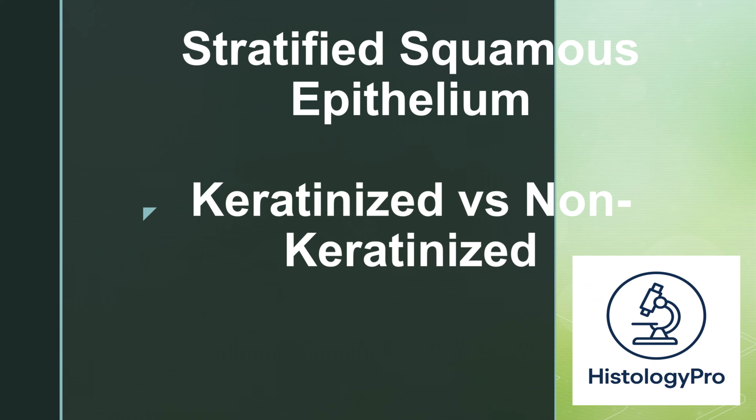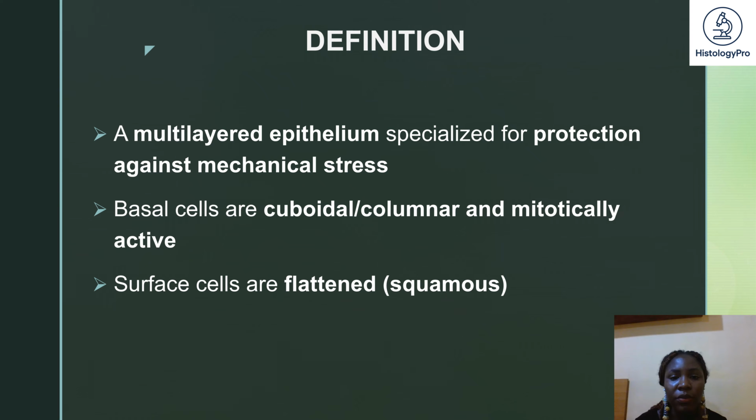In today's class, we'll be discussing stratified squamous epithelium with particular emphasis on the differences between the keratinized and the non-keratinized types. Stratified squamous epithelium is a multi-layered epithelium, particularly specialized for protection. The term stratified indicates that it's composed of multiple layers of cells, while squamous refers to the flattened shape of the cell at the surface.